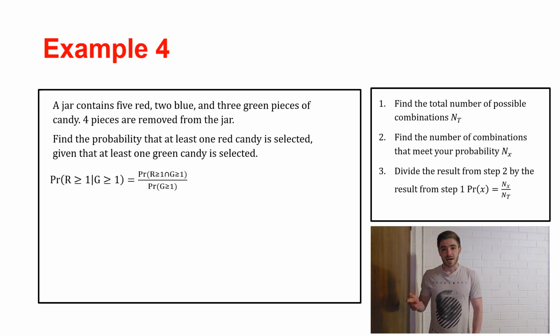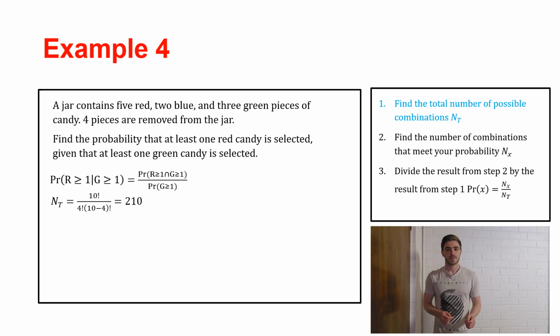It's usually easiest to start with the denominator, and by following our framework, we know that we have to start by finding the total number of possible combinations. The order that we're selecting the candies in is irrelevant, so we're going to be using selections. There are 10 total candies and we are selecting 4. Next would be to find the total number of combinations that contain one or more green candies.